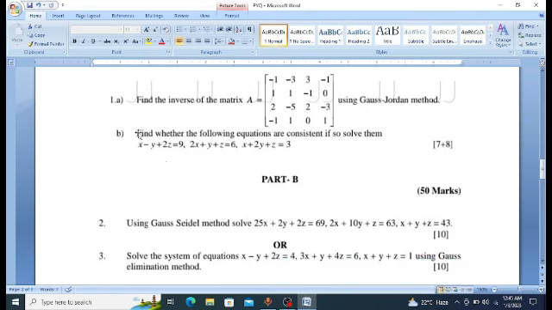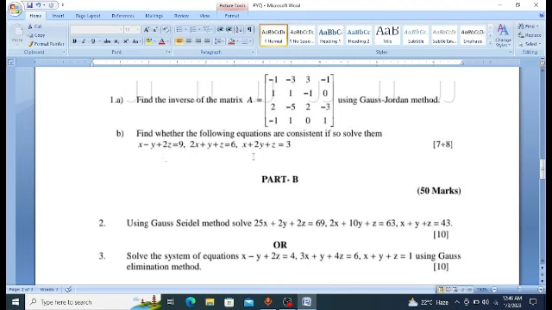Then we have the question: find whether the following equations are consistent. If so, solve them. Here also we have 3 equations. Write the coefficient matrix, then the variable matrix, then the constant matrix. The constant matrix consists of these elements: 9, 6 and 3. So it is a non-homogeneous system of equations. Then check whether they are consistent or not. If consistent, solve them and find the values of x, y and z.